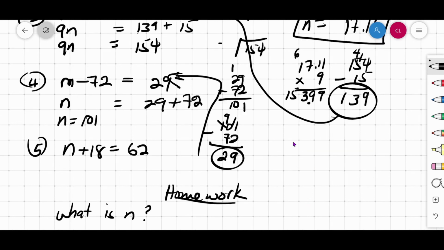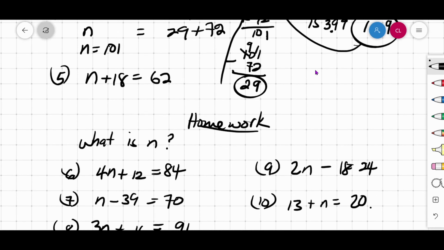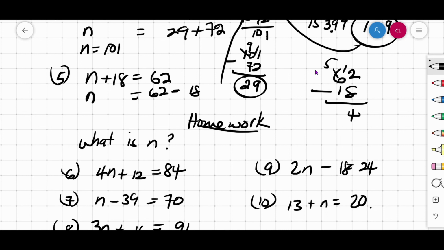Number 5. Number 5 says we have n plus 18, and it should be equal to 62. So n plus 18 is equal to 62. What is n? Let's go. So this should be n being equal to 62 minus 18. So if we have 62 and we take out 18, this is 5. This would be 8 from 12, leaving us with 4, and 1 from 5, leaving us with 4. So n should be 44.